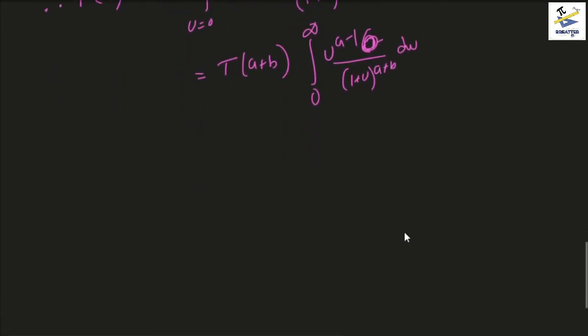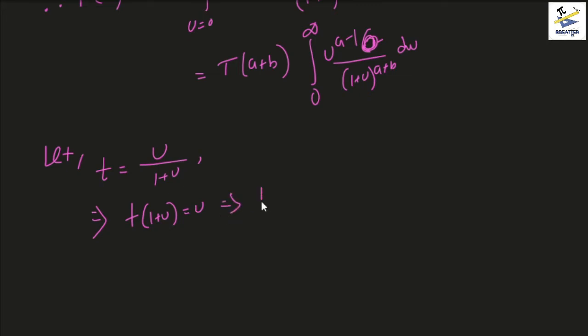So see, this kind of substitution requires careful observation, but since I'm already telling you, let t equals u by 1 plus u. So let us substitute this one. What happens is, firstly, if we were to evaluate du from there, we can write t into 1 plus u equals to u. Let's solve this first. t plus tu equals to u, and u became t by 1 minus t, right?